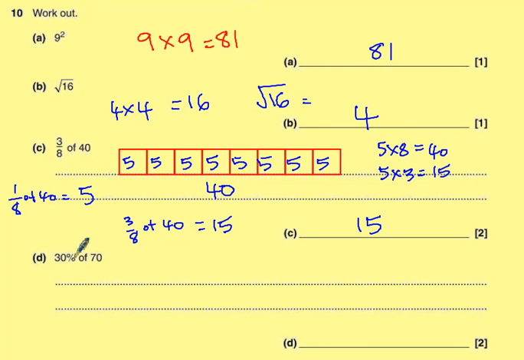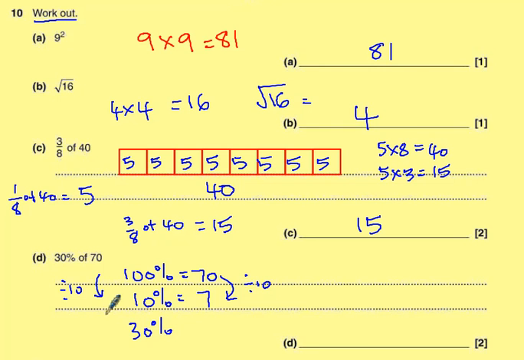Part D. Work out 30% of 70. You have to note this, when it says work out here at the top, that's the same for all parts of the question. So work out 30% of 70. Well, 100% is equal to 70. So 10% is equal to 7. If we divide both sides of that by 10, 10% is equal to 7. So we need to work out 30%. So if we multiply the 10% amount by 3, 7 times 3 is equal to 21.